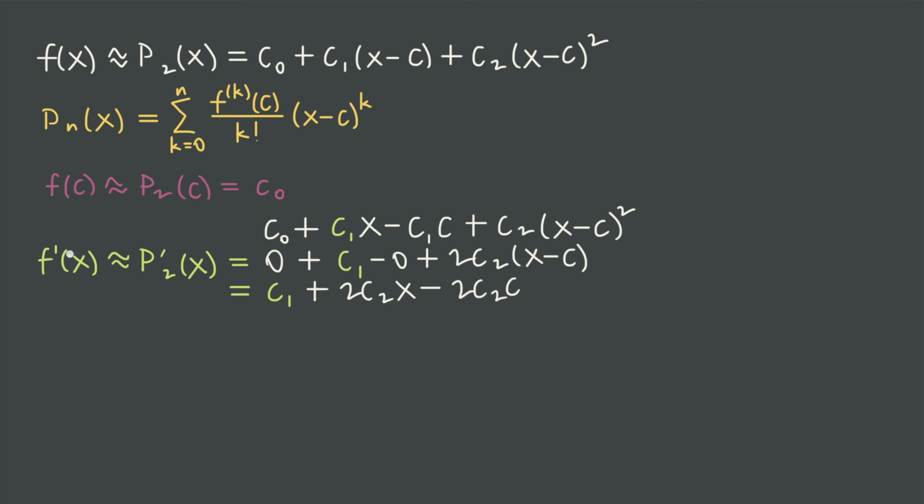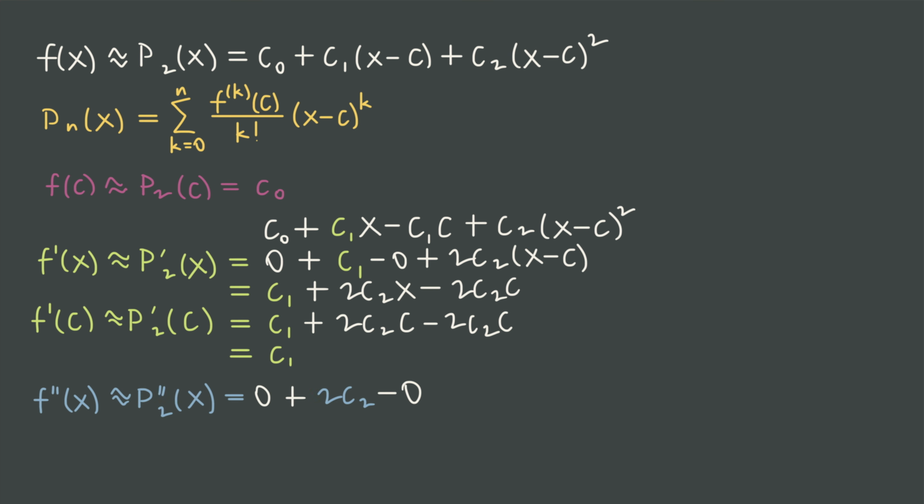And remember, we're interested in the value at x equals c. So now we plug in x equals c, and what we get over here on the right-hand side is 2c2c minus 2c2c. So these two terms cancel out, and we're just left with c1. In other words, in order for the function itself and the Taylor polynomial to have matching derivatives at x equals c, the derivative at x equals c has to be equal to c sub 1.